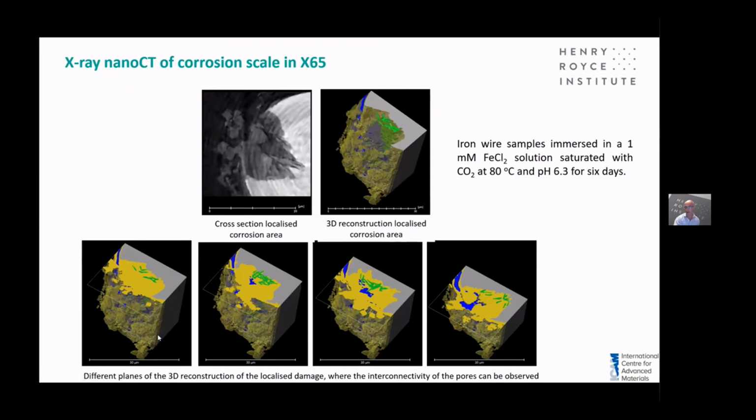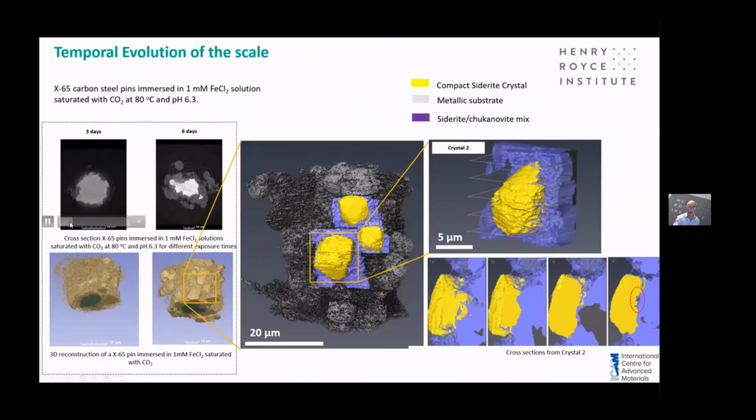We can understand the interconnected porosity, which is shown here in blue. We can also understand a little bit about the crystalline state of the corrosion film. So if I just show this image here, you can see the growth of the film over first at 3 days and secondly after 6 days. And we can see that we essentially start with a mixture of siderite and chukanovite, but we grow these large crystals, and these large crystals of siderite can be followed and monitored.